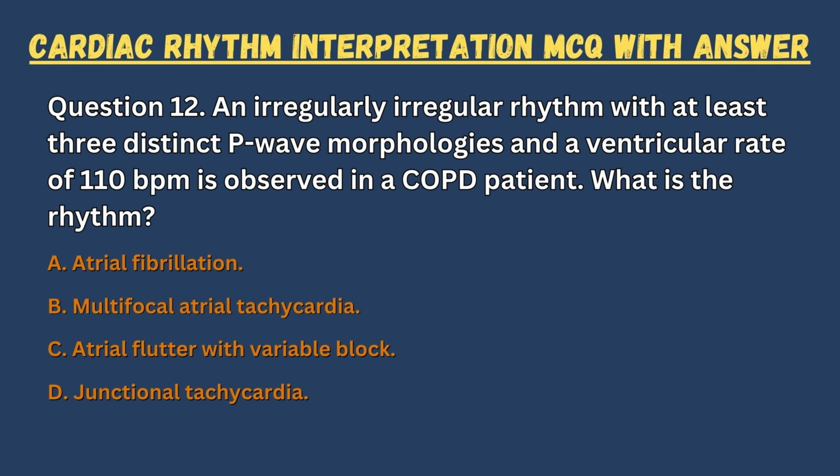Question 12. An irregular rhythm with at least 3 distinct P-wave morphologies and a ventricular rate of 110 BPM is observed in a COPD patient. What is the rhythm? A. Atrial fibrillation. B. Multifocal atrial tachycardia. C. Atrial flutter with variable block. D. Junctional tachycardia.